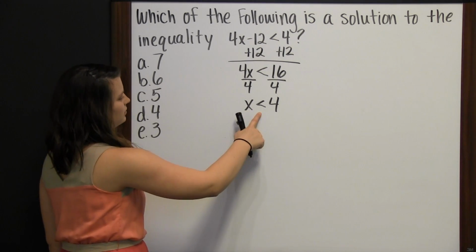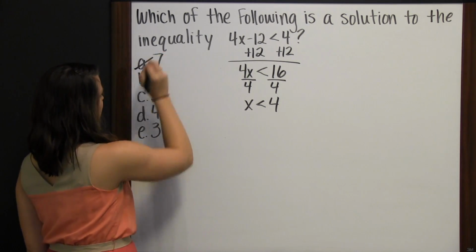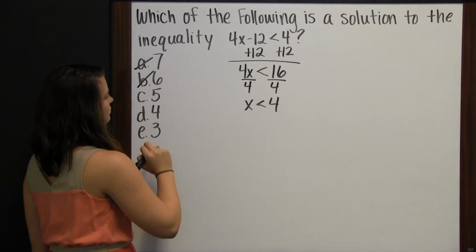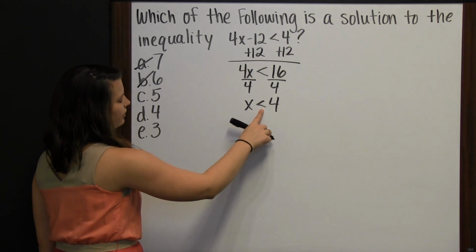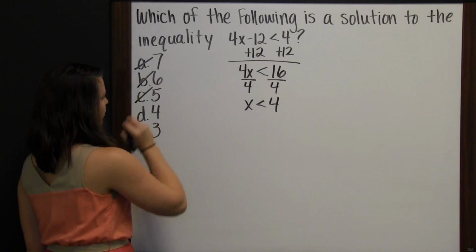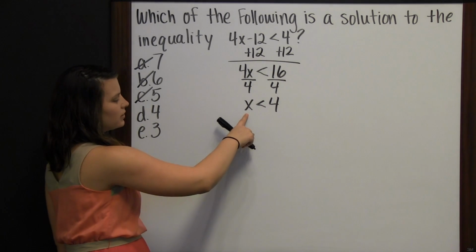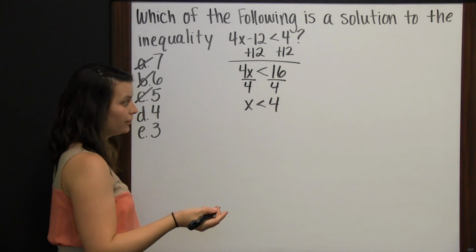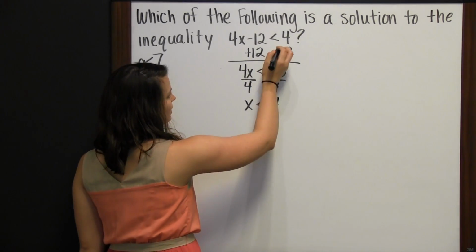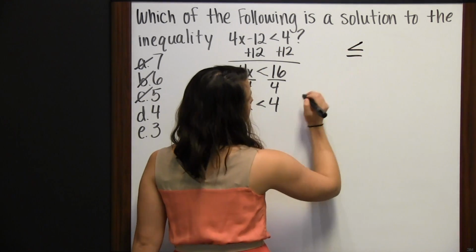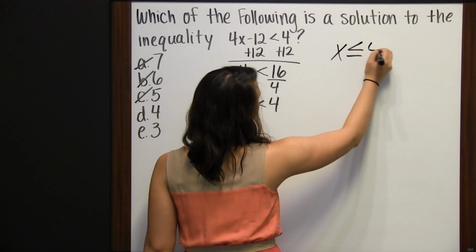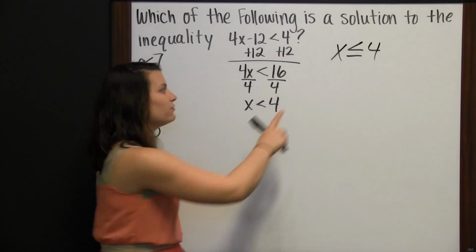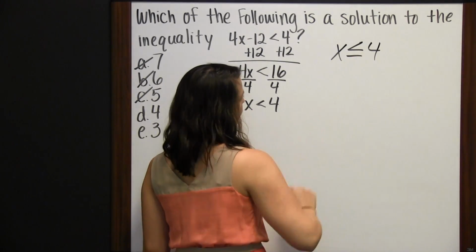Is 7 less than 4? No. Is 6 less than 4? No. Is 5 less than 4? No. What about 4? Is 4 less than 4? No. If this were a less than or equal to sign, if it said x is less than or equal to 4, then yes, 4 would be a solution, because 4 is equal to 4.